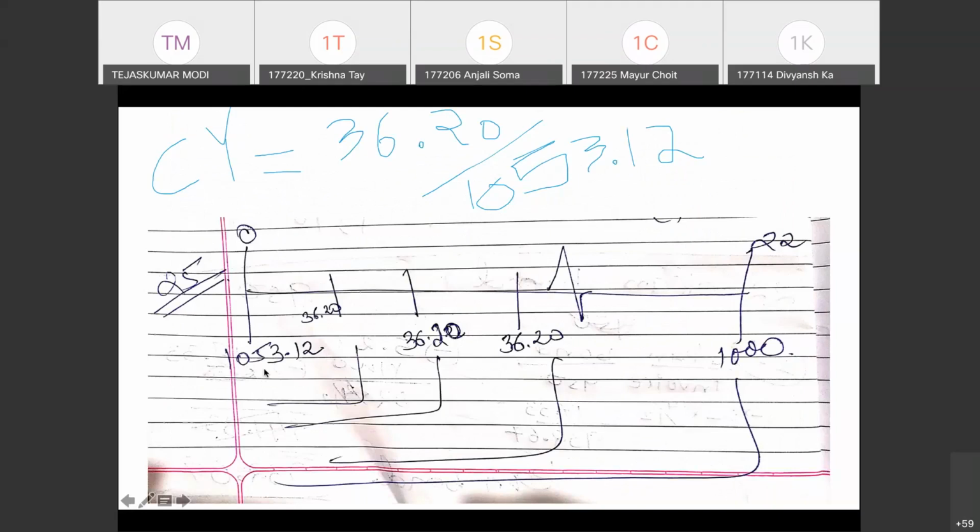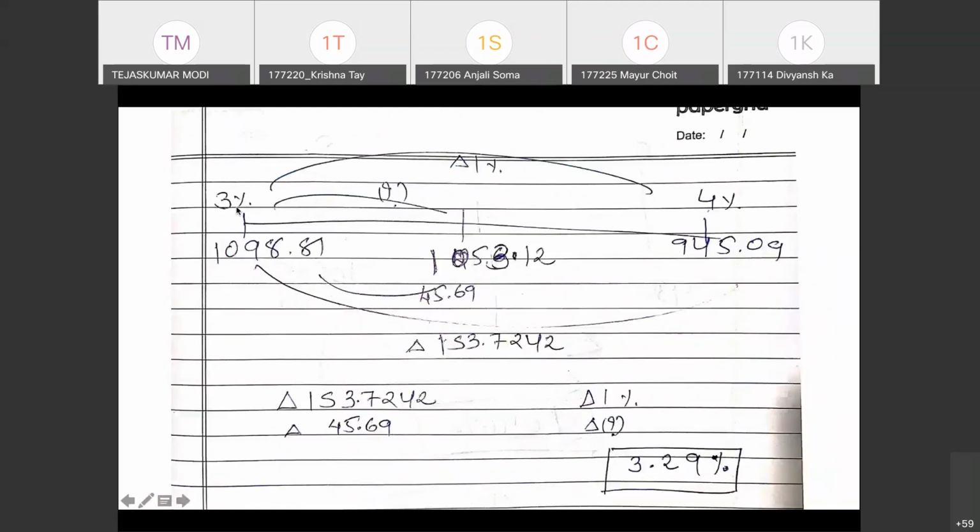So if I'm doing it, I have already done it. If I'm discounting 36.20 for 22 periods and also the face value you receive after the 22nd period, the present value is 1098. Remember, I'm looking for 1053.12. That is the discount rate I'm searching for, right? And if I'm discounting at 4%, the answer is 944.09. So when I'm discounting at 3%, I'm getting 1098. When I'm discounting at 4%, I'm getting 944.45.